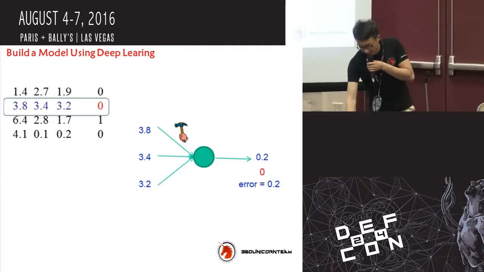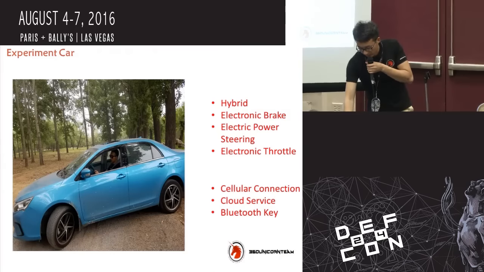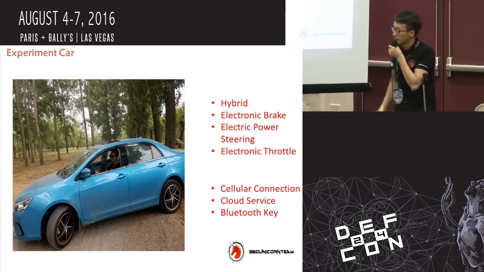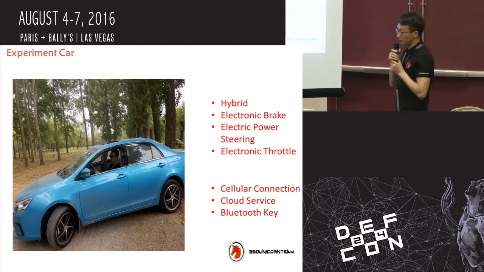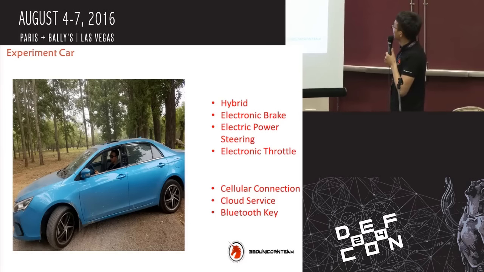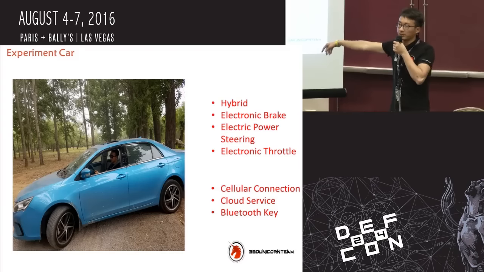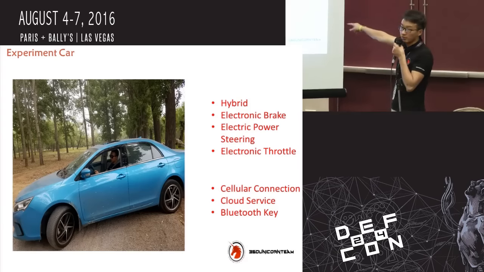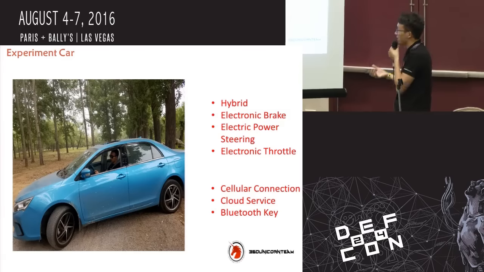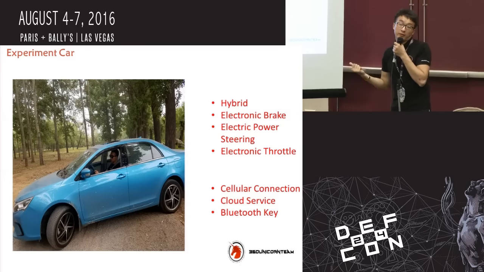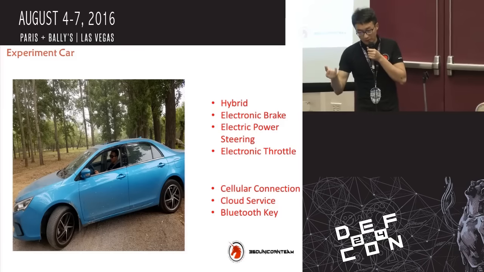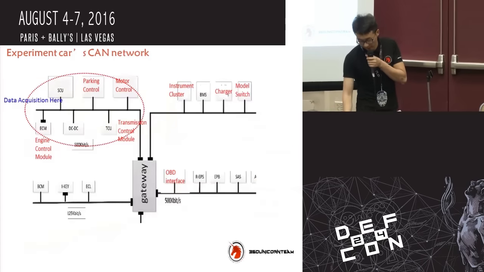I'll just skip a little bit of this, and if you have a question, ask me. This is the experimental car that I used. It has many cyber-physical features. It's a hybrid vehicle. You use both battery and gasoline, and it has electronic brake, steering, and electronic throttle. It also has rich internet-based features. For example, you can use a cellular connection, you can use their cloud service, you can use a mobile phone to remotely open the car for your friends, and you can use a Bluetooth key, which uses a phone as the car's key fob. And this network architecture is like this.